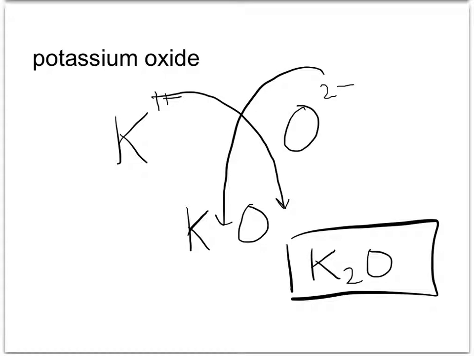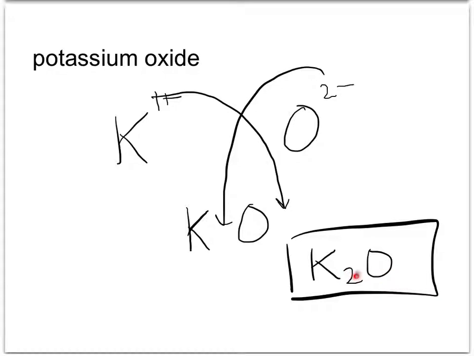Notice only the 2 moves. I don't move the negative portion. I only take the numeral 2 and put it down here as a subscript. The reason why the negative doesn't move is that when it's written as a superscript, that's indicating a charge, but when it's written as a subscript down here below the line of script, it's counting. It's telling me how many atoms of each. So I have 2 potassiums, 1 oxygen.